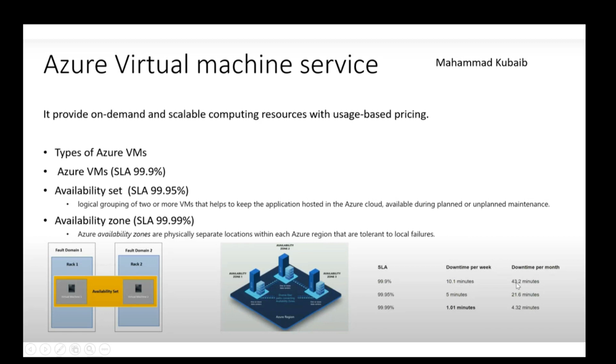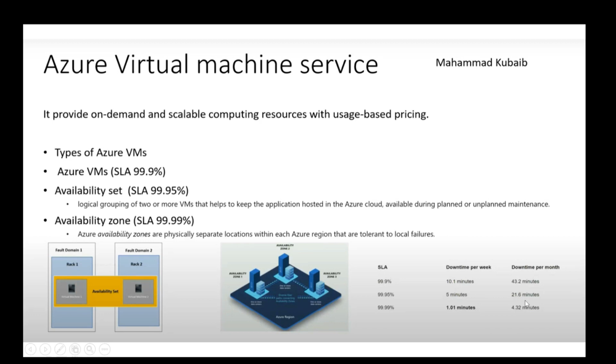For example, if your application is so critical and you are not ready to bear this downtime, then you have one more option called availability set, which will provide you 99.95%. That will give you 5 minutes of downtime per week. It is not a fixed downtime, but there are chances when Microsoft is doing maintenance activity in the backend. That is why Microsoft tells you that you will have 99.95% only. So 5 minutes downtime per week, and monthly you can expect 21 minutes of downtime.